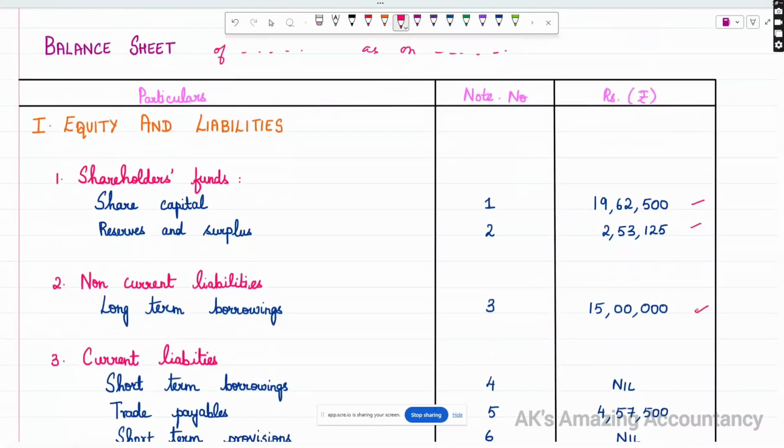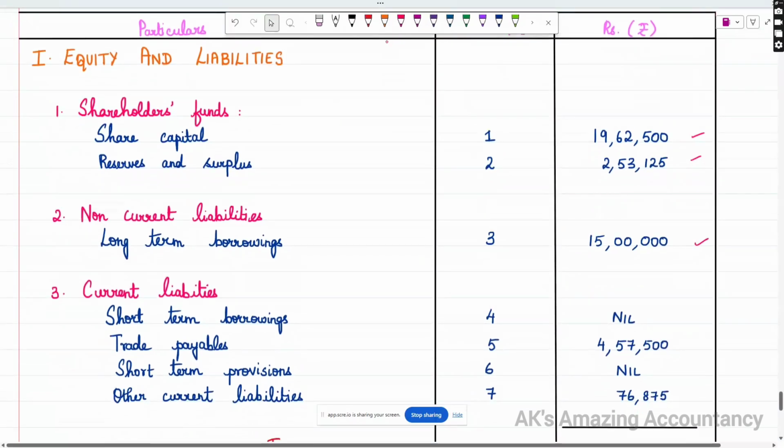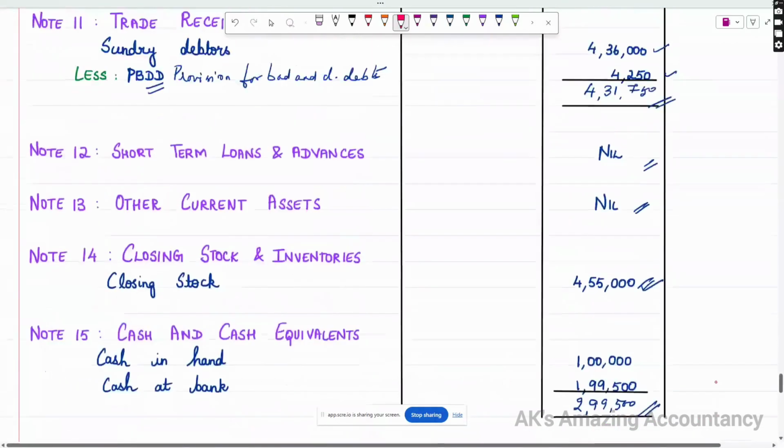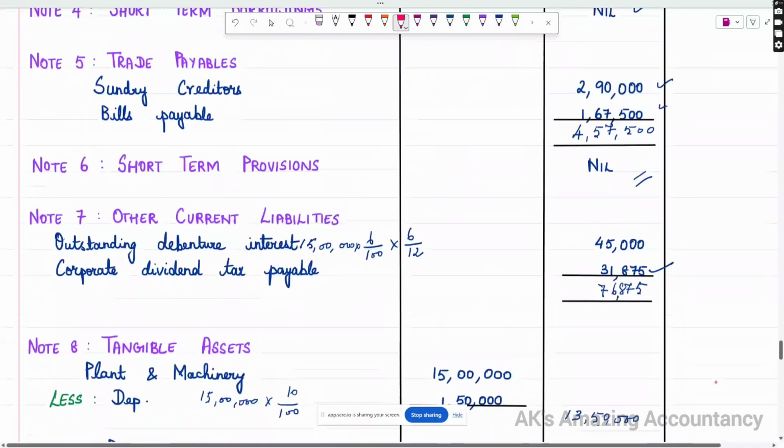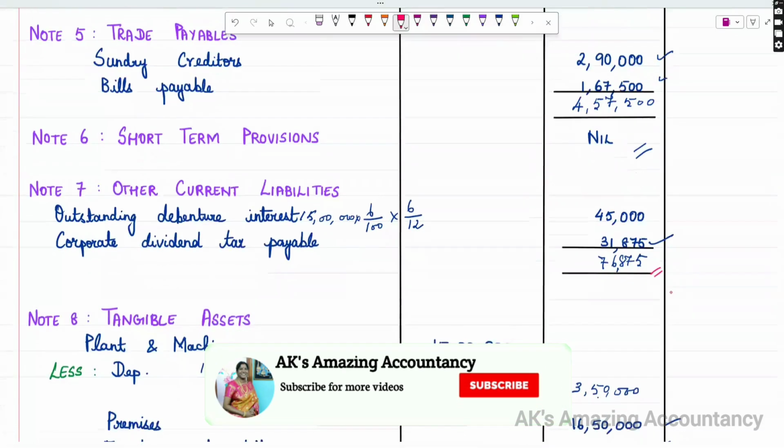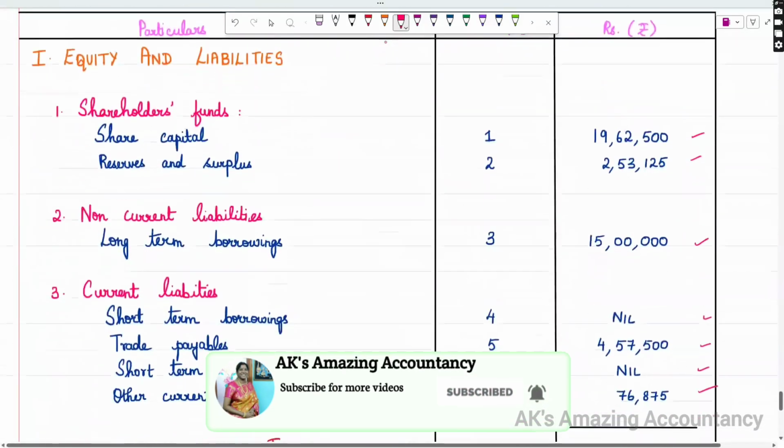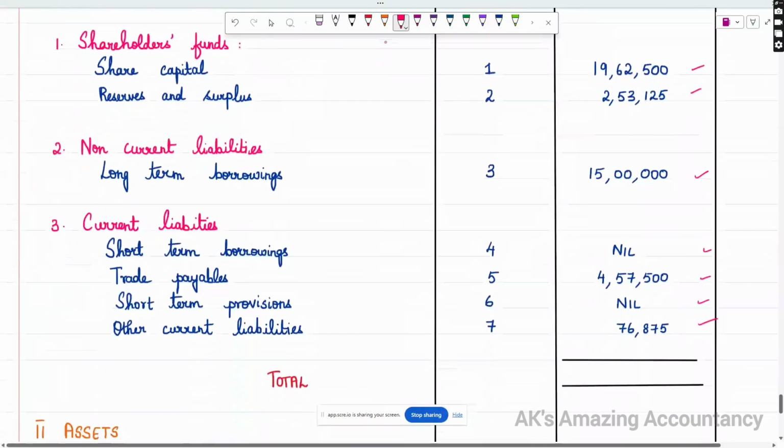And then under current liabilities, we have already prepared notes 4, 5, 6, 7. Note 4, short-term borrowings, is nil. Trade payables is 4,57,500. Short-term provisions is nil. Just refer to the notes which we have prepared already. Then other current liabilities is 76,875. How much is our other current liabilities? Just see here, this 76,875. So all these notes we have already prepared, and we're just posting the amounts in the final balance sheet. So the items which will come under equity and liabilities get over with this.